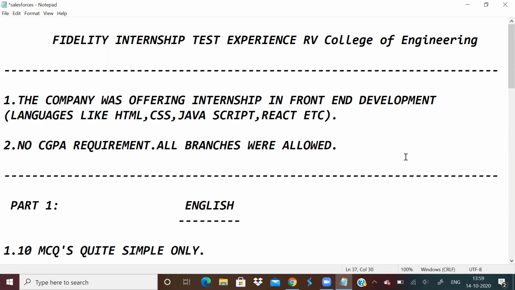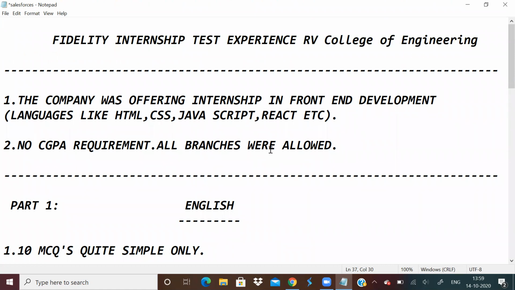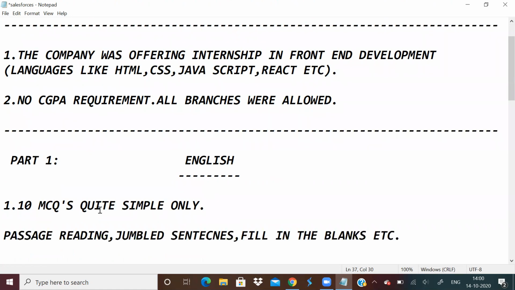So let me tell you how the test went. First of all, there were four parts in the first round. Part one was English. There were 10 MCQs, and questions on passage reading, jumbled sentences, and fill in the blanks with appropriate nouns, appropriate adjectives, and other things like that were asked.